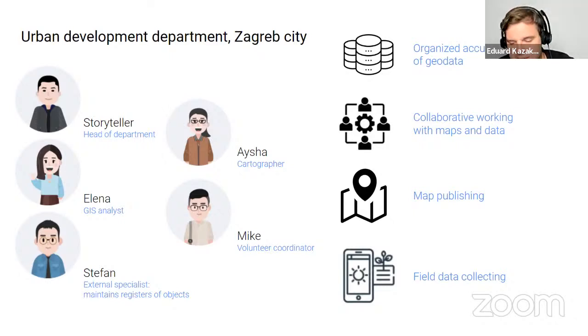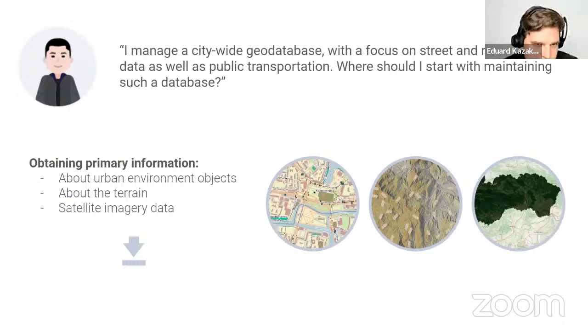Okay, this scenario will consist in several steps. Each step has its own slide, like this one. So we have some problem we want to answer, and we have some answer. So first step, head of department says, I manage a citywide geodatabase with a focus on street and road network data, as well as public transportation. Where should I start with maintaining such a database?